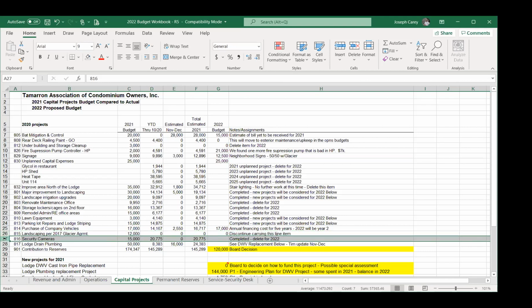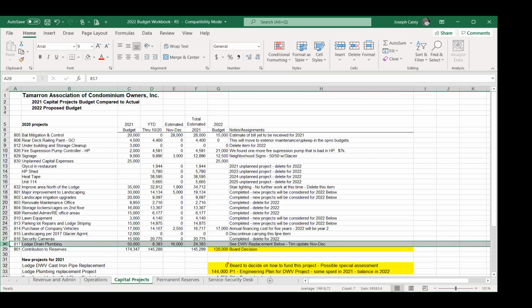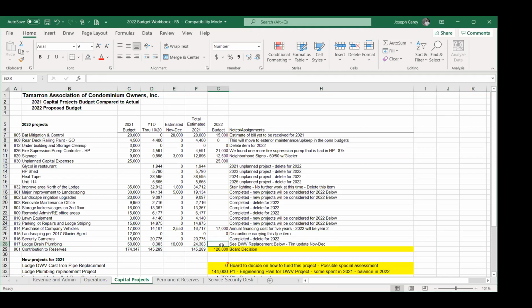Security cameras. We're done with the security camera upgrades. Yep, so we're complete on that. Lodge drain plumbing. You want to talk about this a little bit, Tim? I think we ought to defer until tomorrow. I don't think we ought to talk about it at all until we have information, because we really don't know what we're talking about. Okay, so this is this year. We're not putting anything in, we've got it down below, so we'll cover it then.